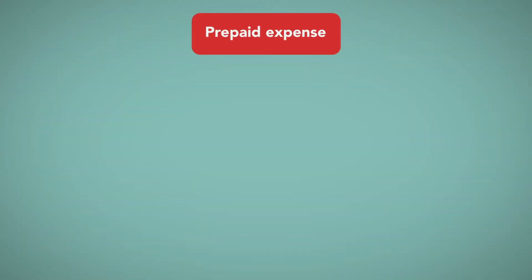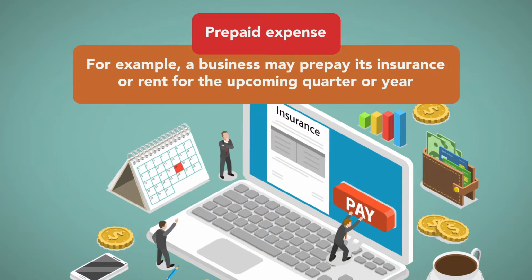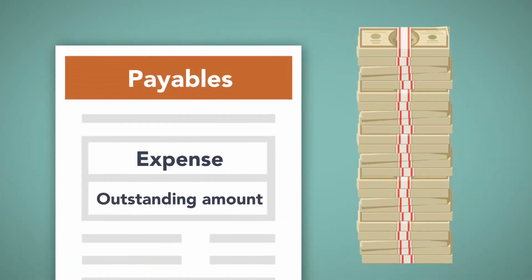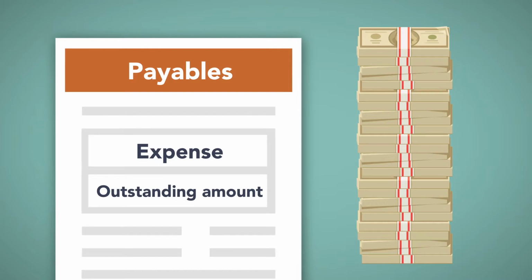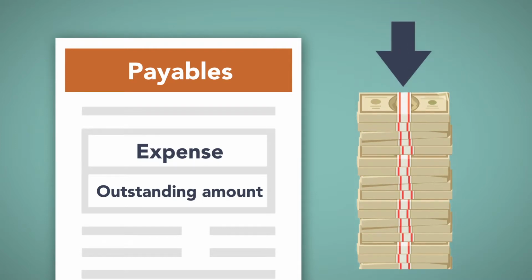Another current asset is the prepaid expense. For example, a business may prepay its insurance or rent for the upcoming quarter or year. It will record the expense and the outstanding amount to be paid as a payable, and then it will gradually reduce the outstanding payable amount as time progresses.